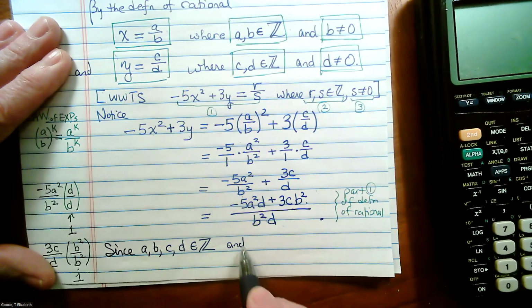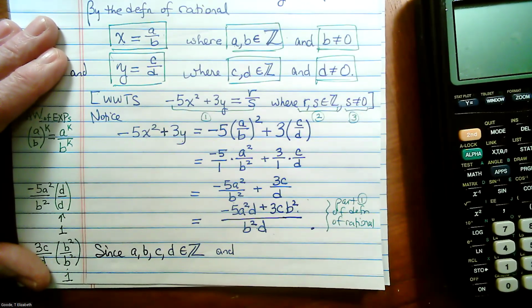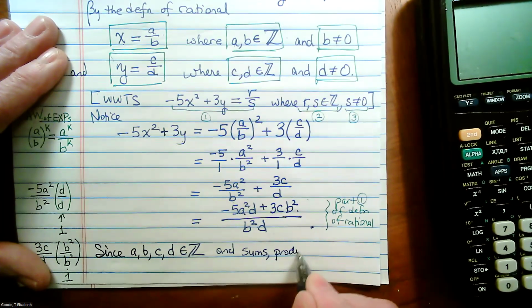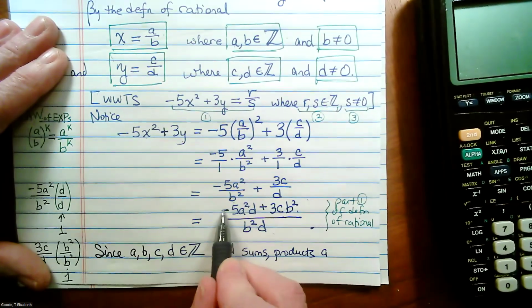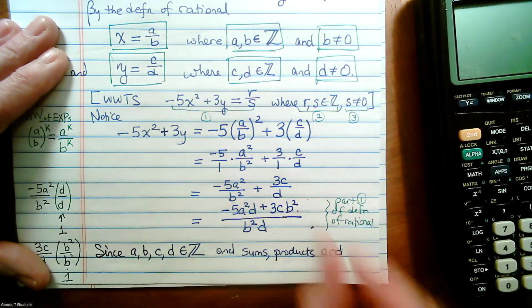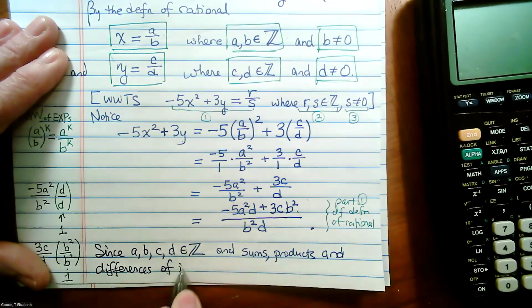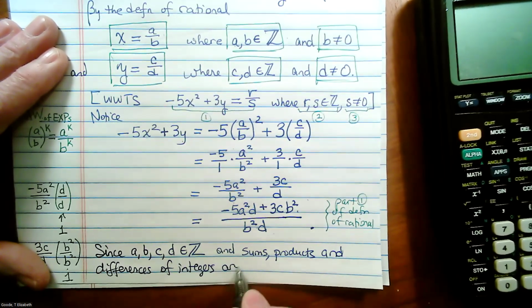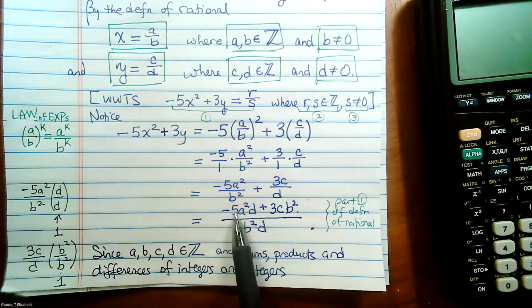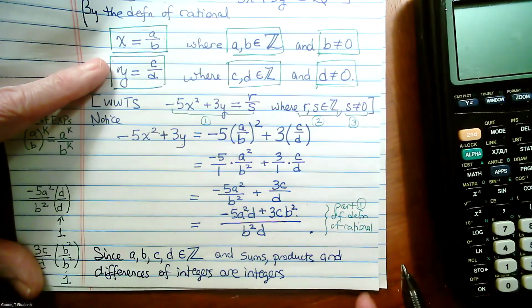And now what do we have to say? What are the operations being used here? Sums and products, and differences, because we've got a minus sign here. Even though it doesn't look like we're subtracting, you could put this over here and it would be subtracting. And differences of integers are integers. But I would let you get away with not saying differences, because honestly, this is multiplying by minus 5 and that's an integer. So you don't actually have to say differences, but anyway, it doesn't hurt to say it.